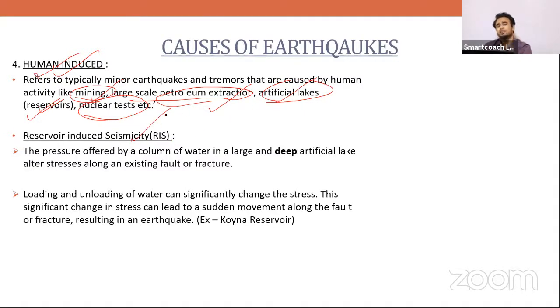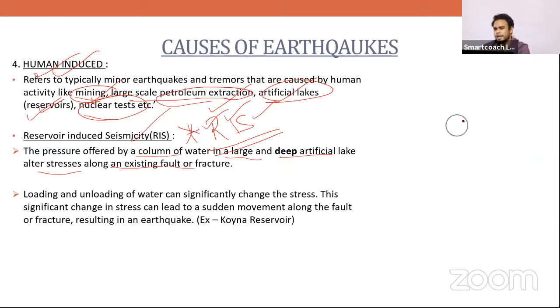Now, in this case of human-induced causes behind your earthquakes, there is a very important phenomenon which is called RIS, which is your reservoir-induced seismicity. Now, what is this? Let us go and understand that. The pressure which is offered by a column of water in a large and deep artificial lake, that is your reservoir, will alter your stresses along an existing fault or a fracture.